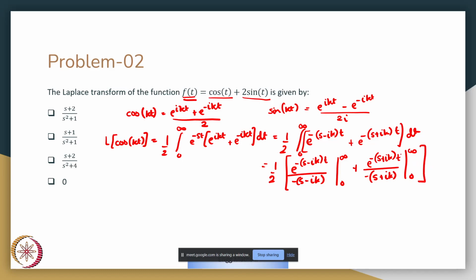Now you can notice that if s is negative, minus s becomes positive, and as t goes to infinity, this whole thing would blow up. So we require the condition for convergence that s is greater than 0. In which case, if you think about the term at t going to infinity, this e raised to minus st would vanish, whereas e raised to plus ikt would essentially be something of the form cos theta plus i sin theta. So 0 into cos theta plus i sin theta, which should again be 0.